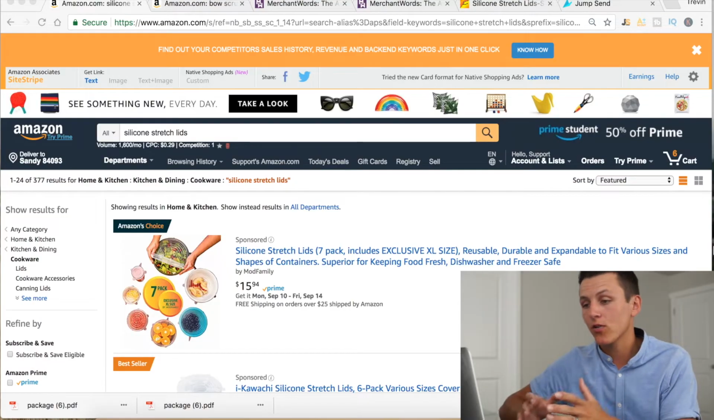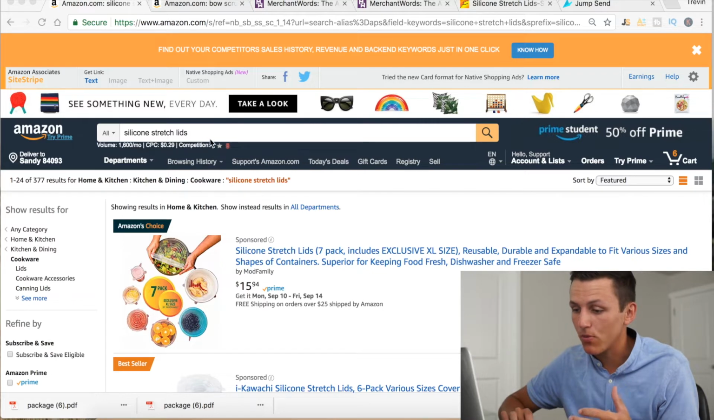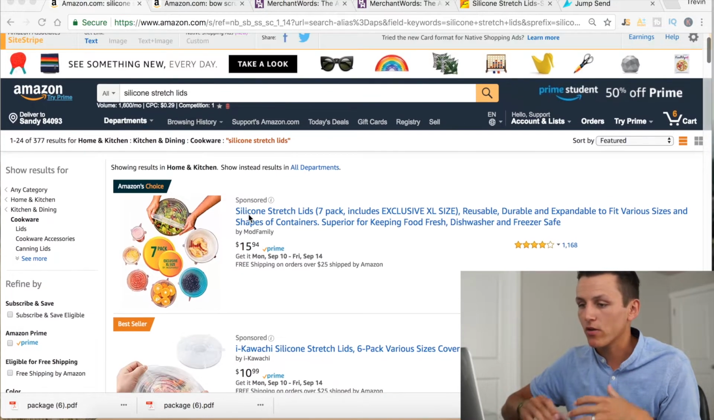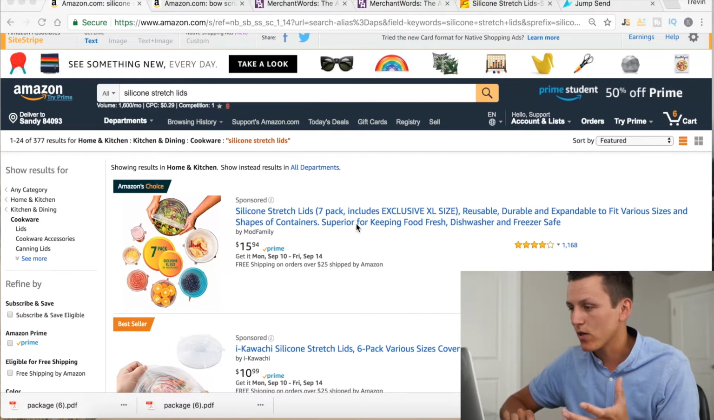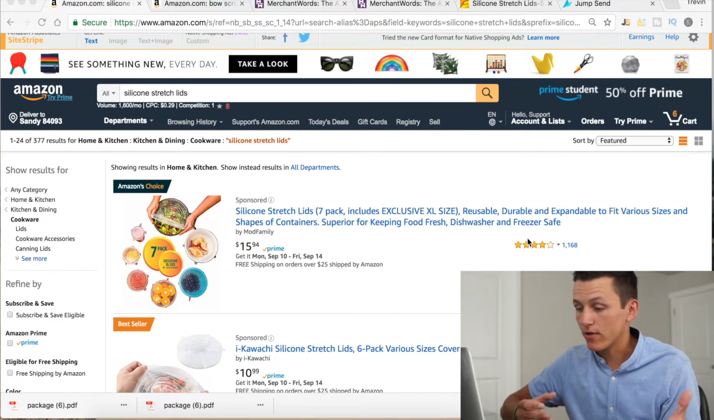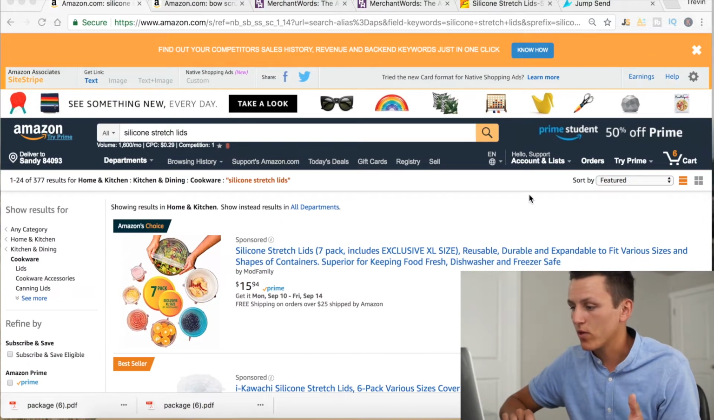So let's dive into my screen where I'm going to be using the silicone stretch lids as the product example. We're going to see if this is going to be a good product for us to sell. So silicone stretch lids, it's basically a reusable silicone lid that goes over the top of food to preserve it a little bit longer, kind of like saran wrap, but reusable.